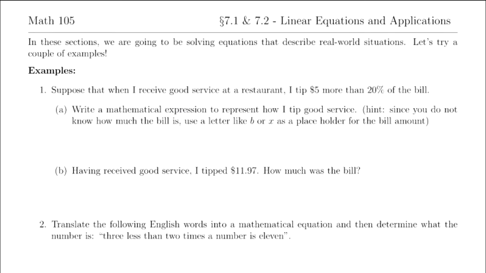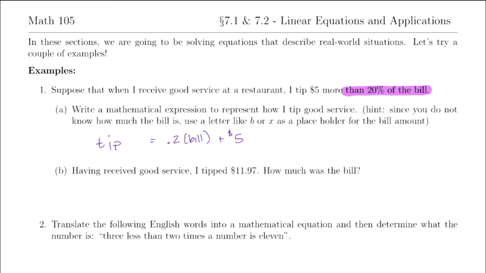And this is pretty much the idea of what we were doing in the last section, was that to figure out what 20% of the bill was. So we had that 20% of the bill would be 0.2 times the bill. And then I'm going to tip $5 more than that, and this will be my tip. So the tip is going to be 0.2 times the bill plus $5.